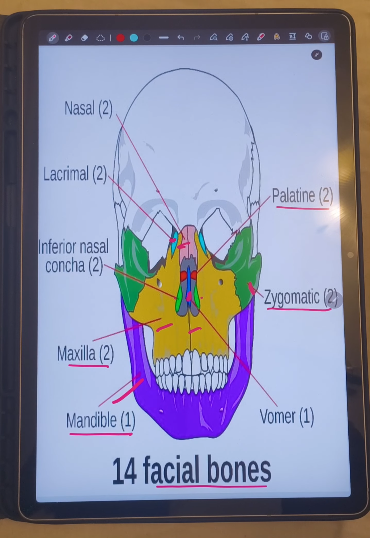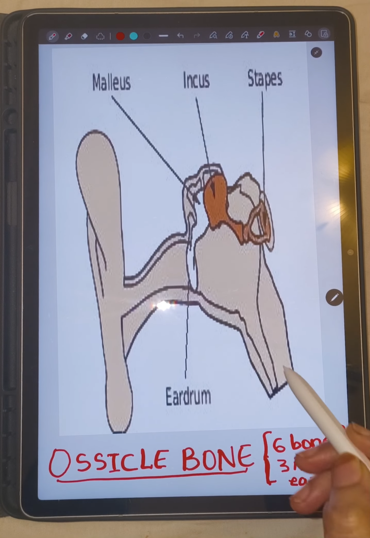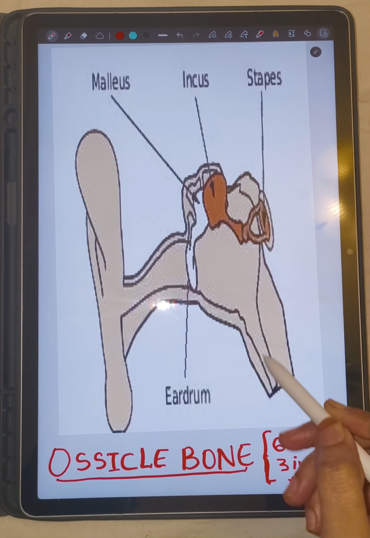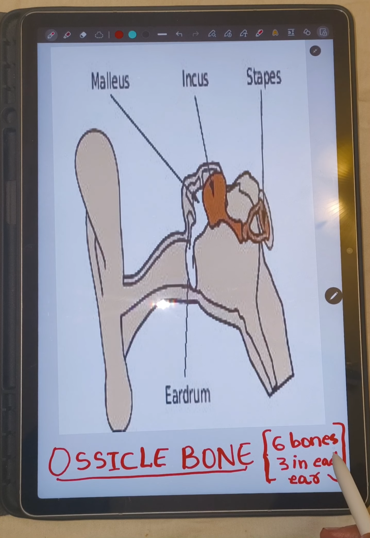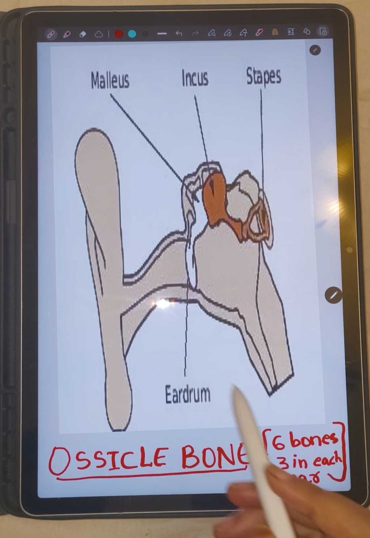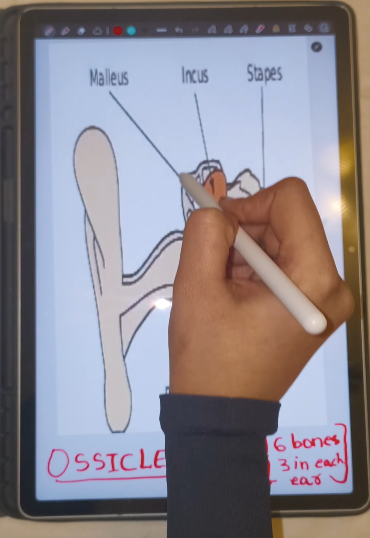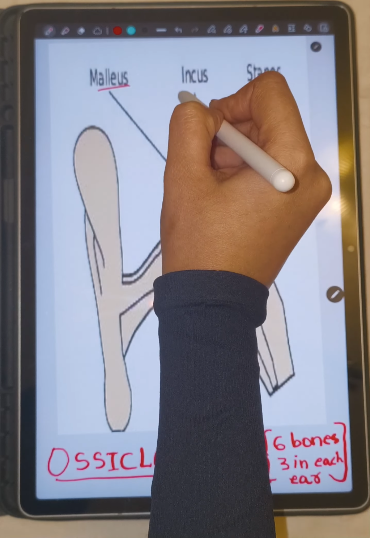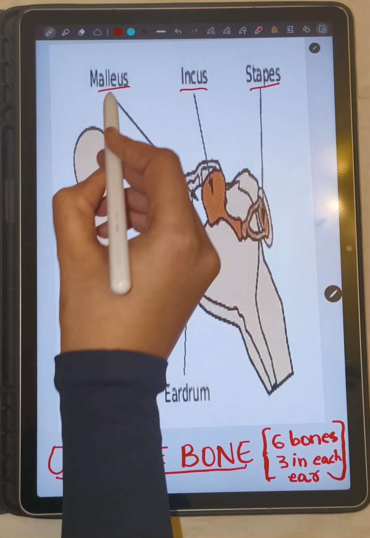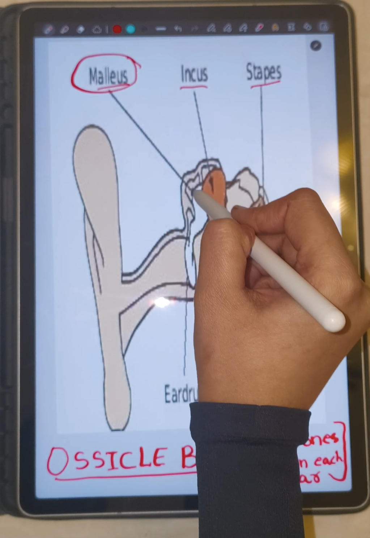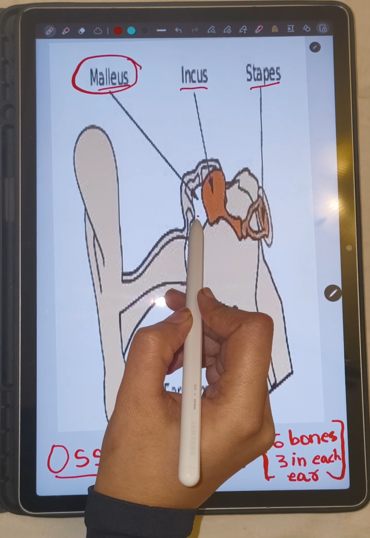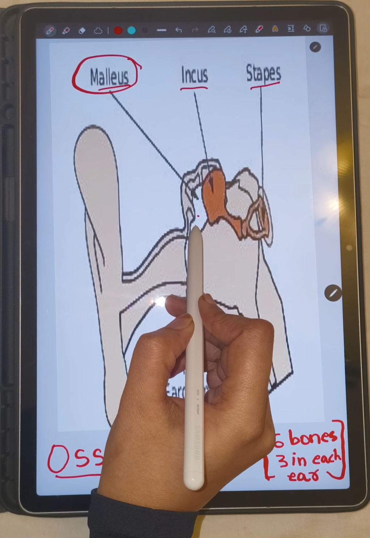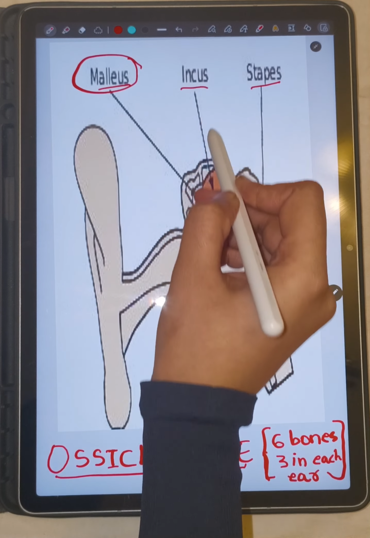Next, in the axial skeleton, we will discuss the ossicle bones. There are 6 bones, 3 in each ear. The first one is the malleus, then the incus, and the stapes. First, we will discuss the malleus. Attached to the eardrum, it receives sound vibrations from the tympanic membrane and passes them to the incus.